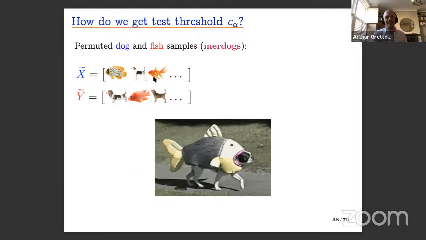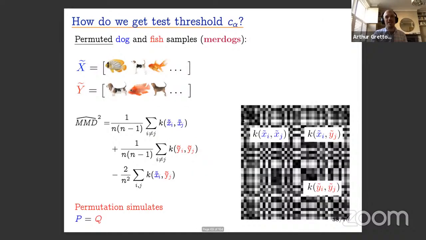So X tilde is a set of half dog, half fish, and Y tilde is a set of half dog, half fish. Now let's compute the kernels between my X tildes, my kernels between my Y tildes, and my kernel between X tilde and Y tilde. And what you can see here is that the structure that we had earlier is now no longer visible.